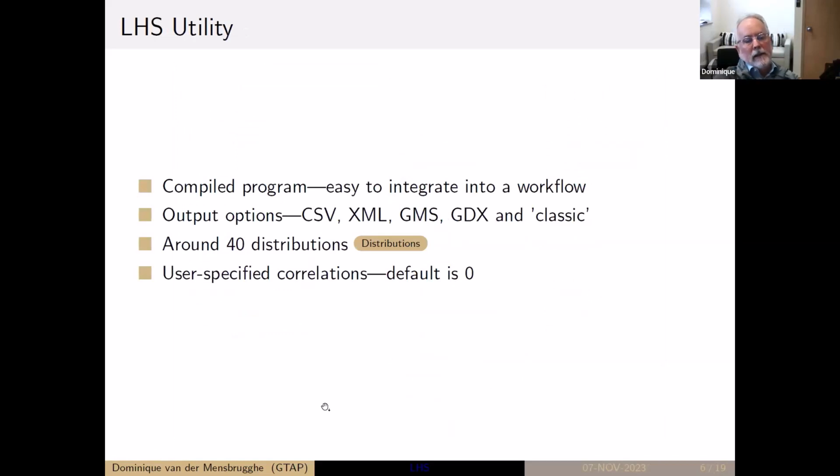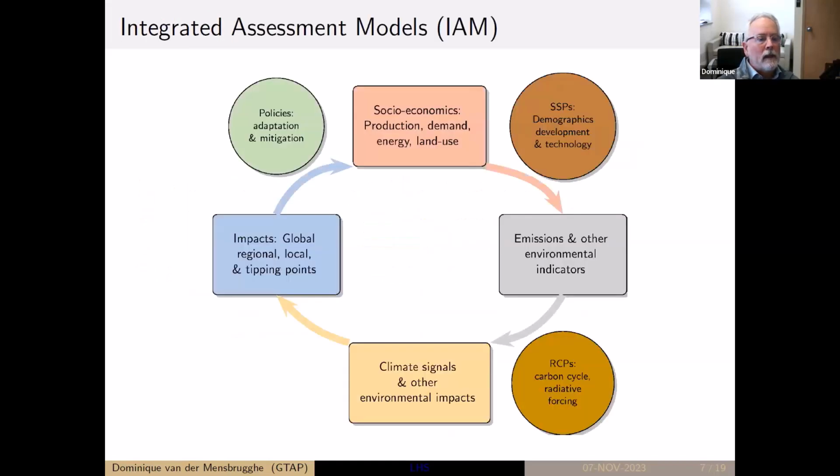And the utility also allows the user to specify correlations across the deviates. The default is 0. So when you're sampling, the correlation matrix is just the identity matrix. So that's the utility. I'll show the sample input file a little bit later.